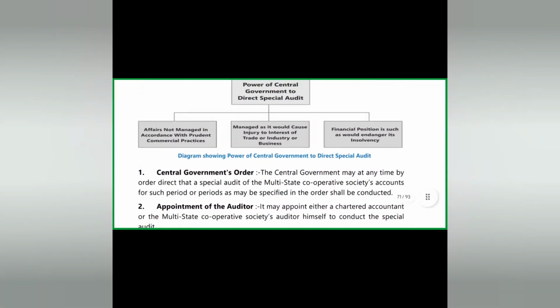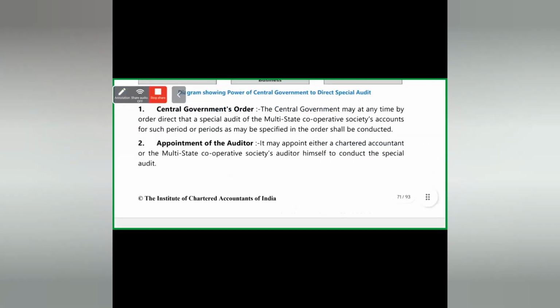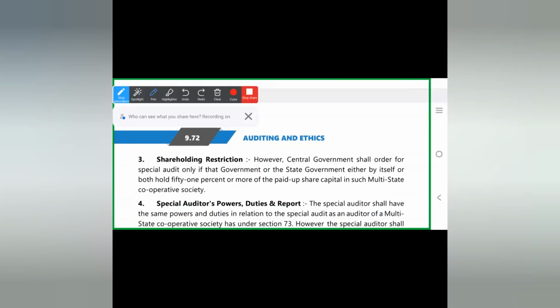The central government's order directs that a special audit of the multi-state cooperative society has to be done. Appointment of the auditor: in this case, it may appoint either a chartered accountant or the multi-state cooperative society's auditor himself to conduct the special audit. It means the central government, okay? Again, there is a shareholding restriction, that the government should hold minimum 51% or more of the paid up share capital.